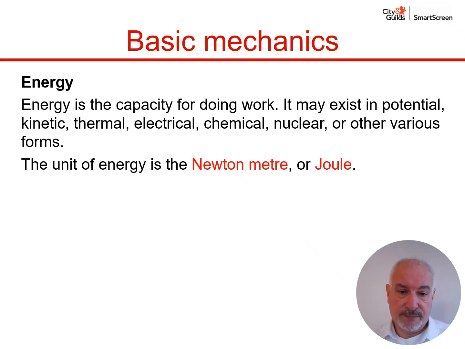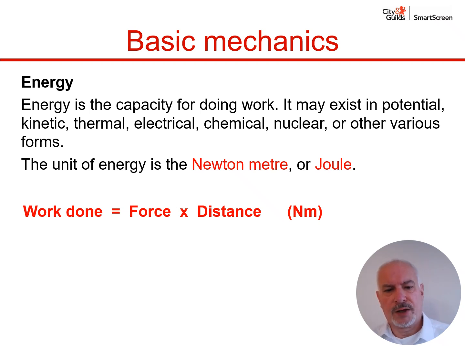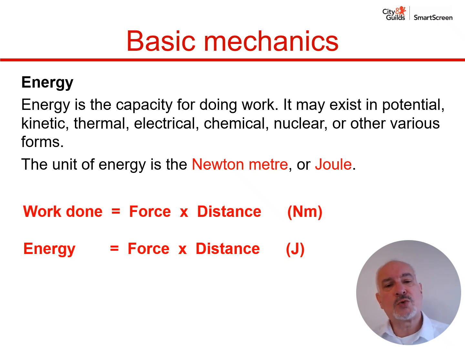And the unit of energy is, well, here we've got a choice now. The unit of energy is the Newton meter or the joule. Now, why do we have both? Well, when we're talking about the work done, we tend to use the unit of measurement, the Newton meter. So force times distance. Work done is the force times the distance measured in Newton meters. If we're talking about energy, although effectively it's the same thing, it's still calculated by force times distance, but we would use the unit joule.